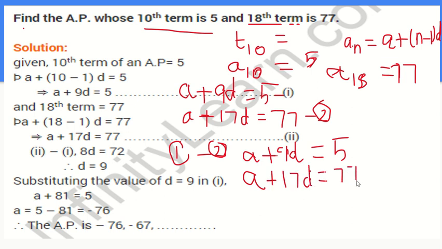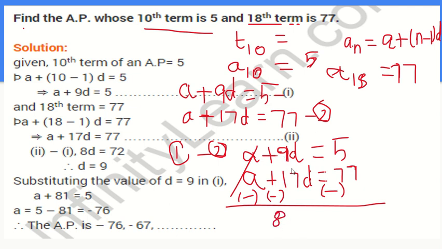So if I want to subtract, obviously I have to change the signs when I am subtracting. So plus a minus a will get cancelled. Minus 17d plus 9d: minus 17 plus 9. It is an alternate sign, one is a negative integer and one is a positive integer. When adding different signs, I have to subtract and keep the larger number's sign. So 17 minus 9 is nothing but 8.